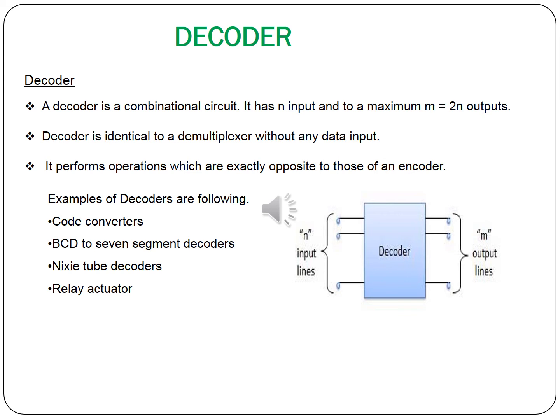Okay, examples of decoders are code converters. A code converter may be BCD to binary code, BCD to Gray code, or BCD to XS3 code converter. These are all types of decoder circuits. BCD to 7 segment decoders are also available. The Nixie tube decoder and relay actuators are also types of decoder circuits.